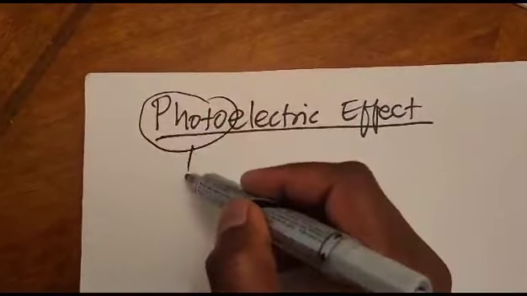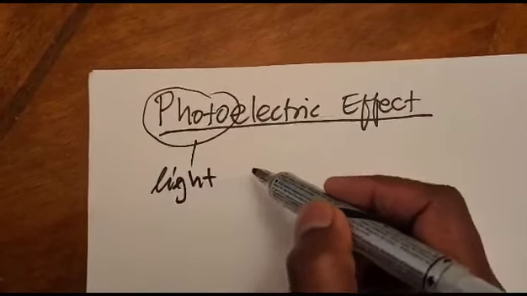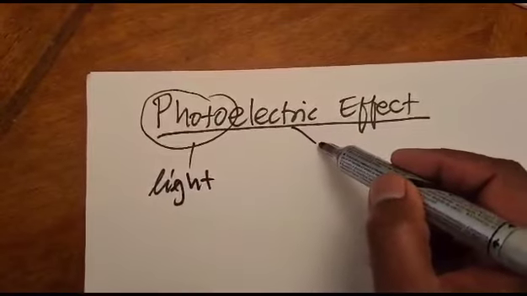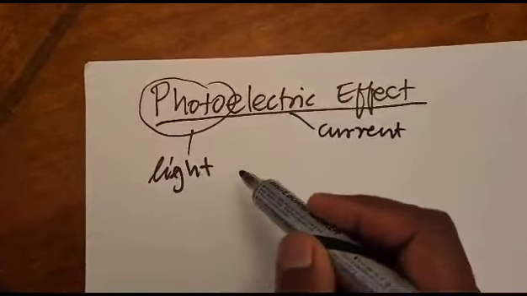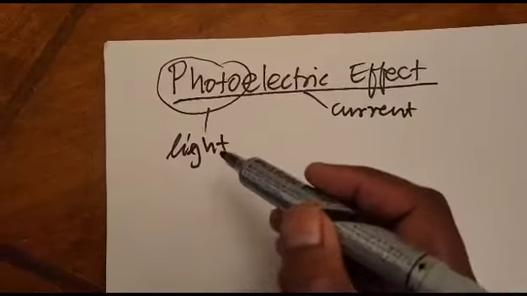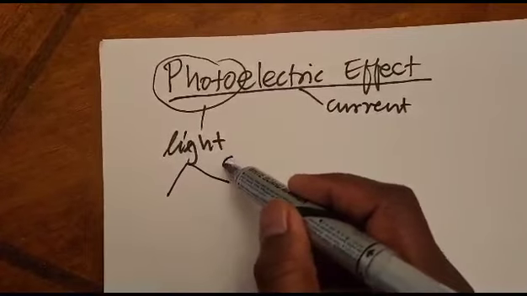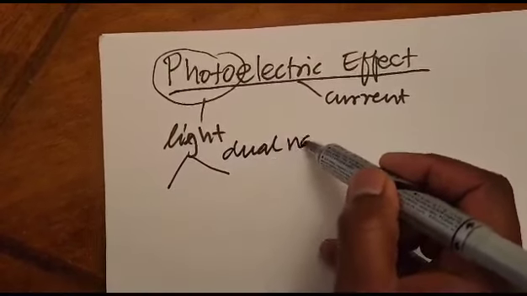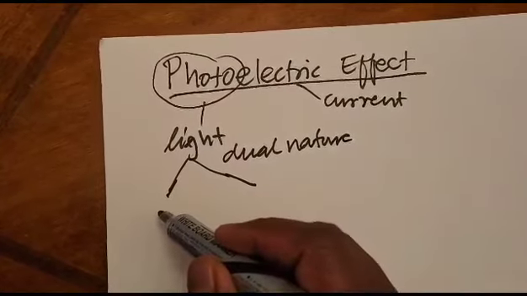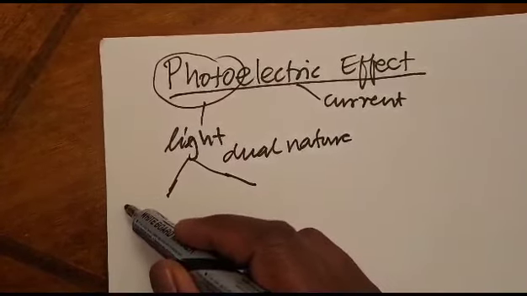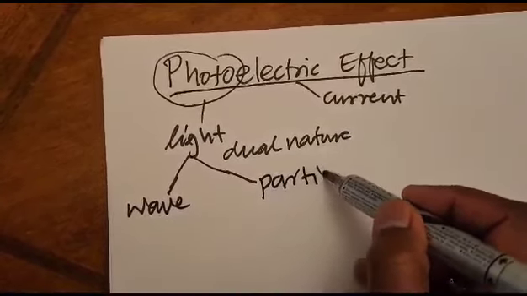So the word photo refers to light. Therefore, the electric part is where the current is produced. As we studied in grade 10, light has got dual nature, meaning that it has got wave nature and particle nature.